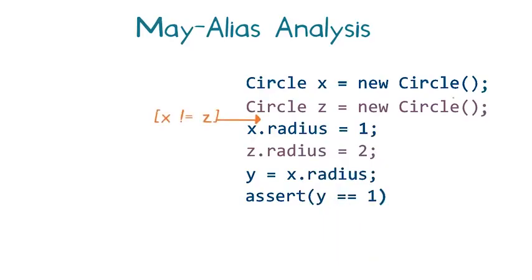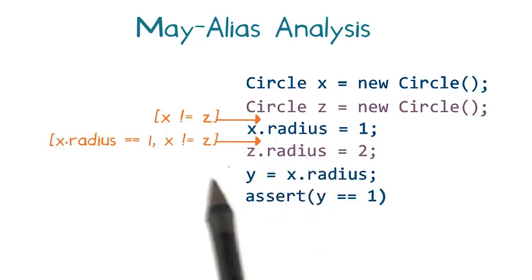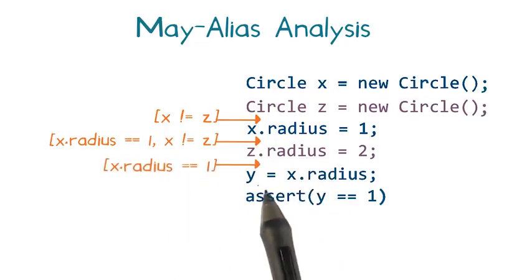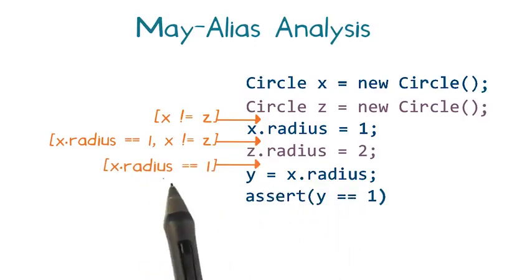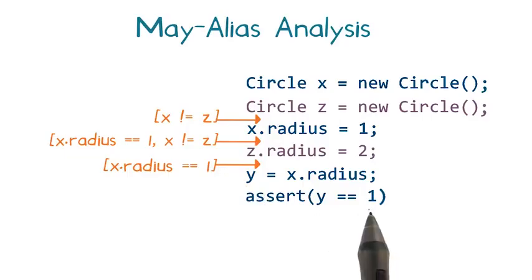Continuing further, after this assignment to x.radius, we infer that the value of x.radius is 1. Now we analyze the assignment to z.radius. This time, we conclude that the value of x.radius remains 1 after this assignment because we track the fact that x is not equal to z. Finally, we inspect this assignment to y and we infer that since the value of x.radius is 1 before the assignment, the value of y must be 1 after the assignment, thereby proving the assertion.